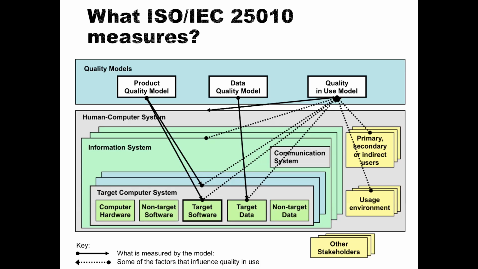So these three different quality models, if you see, are going to measure a few things. The black arrow talks about what actually is measured, and the dotted arrow talks about what actually is going to influence quality in use. So the product quality model is going to measure the target software and the target computer system in which it is going to function. The data quality model is going to measure the target data on which it is going to work.